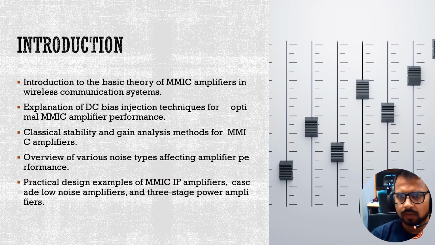So moving forward, let's talk about the introduction. Introduction to the basic theory of MMIC amplifiers in wireless communication systems will be discussed. Explanation of DC bias injection technique for optimal MMIC amplifier performance. Classical stability and gain analysis methods for MMIC amplifiers will be discussed. Overview of various noise types affecting amplifier performance will be discussed. Practical design examples of MMIC amplifiers, cascade low noise amplifiers, and three-stage power amplifiers will be discussed.